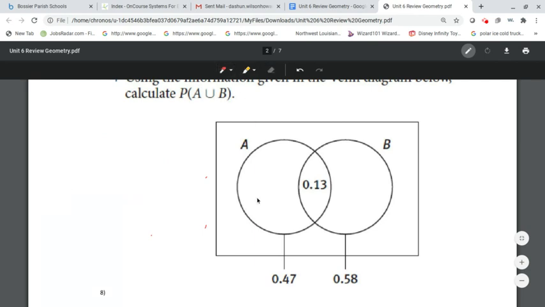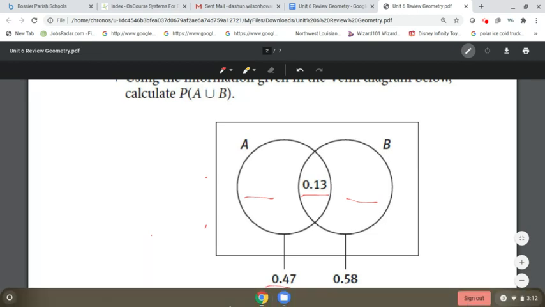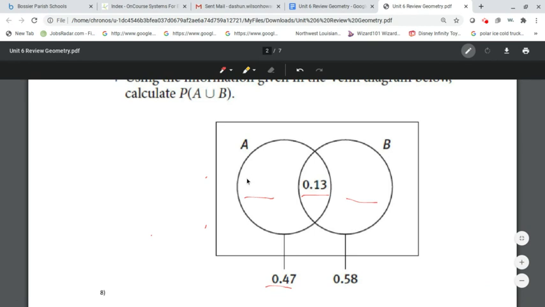All right, so we can find out the missing probability here and the missing probability here by just subtracting. You can take 0.47 minus 0.13, which is going to be 0.34. And then to find this one, you will do 0.58 minus 0.13, which will be 0.45. And then you just add all three of these numbers in a circle, and that will also give you your union. Okay, so you can do this, and that will give me my union.